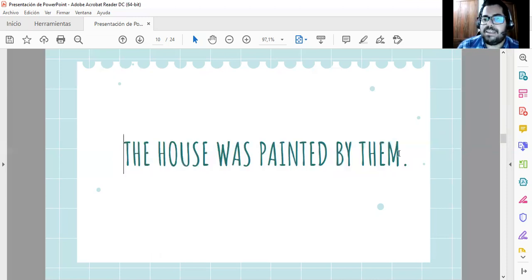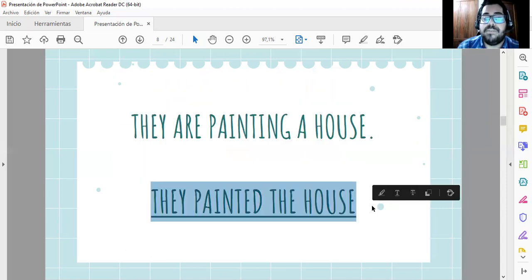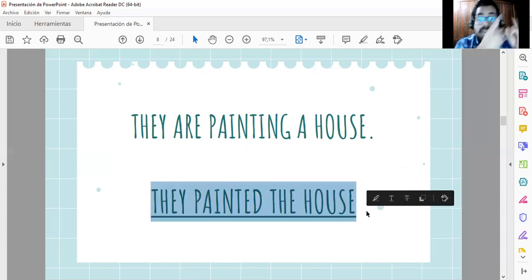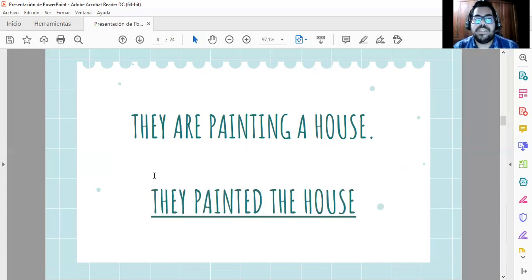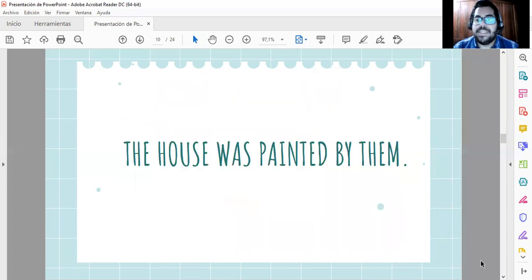But in this sentence over here, guys, the focus is another one. The focus is on "they." They painted the house. Do you see the difference? This is active voice. They painted the house, right? We're focusing on the doer. But in the passive voice, we focus on the receiver, the house. The house was painted by them. We're focusing on the object, on the receiver.